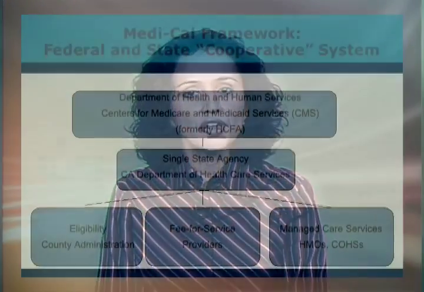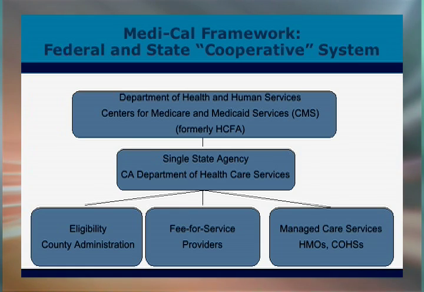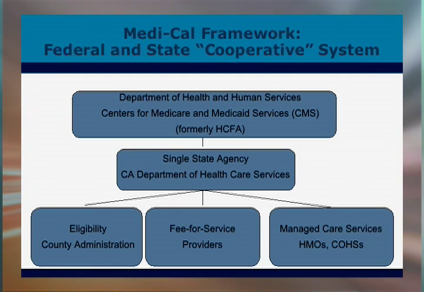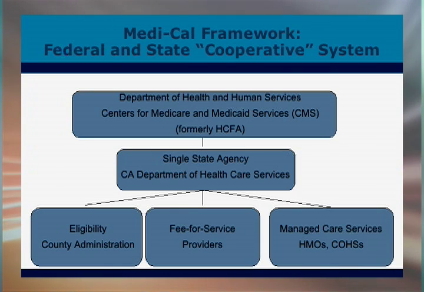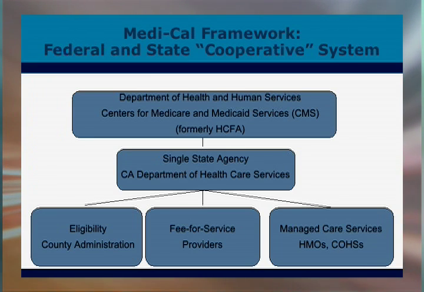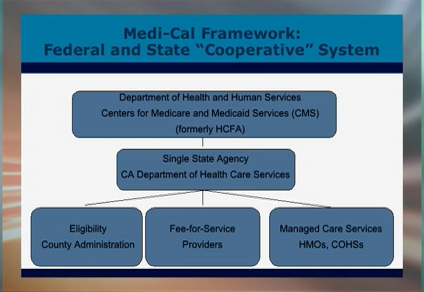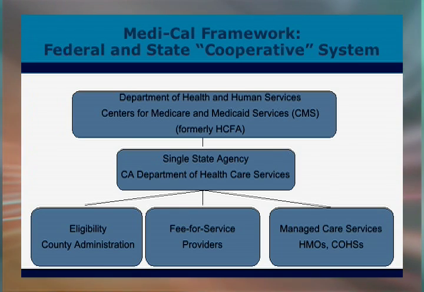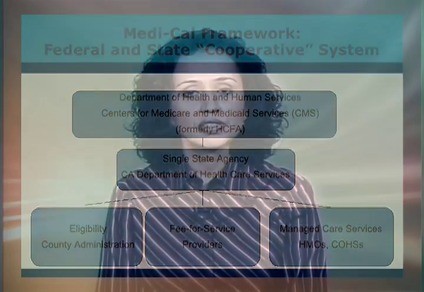Now, looking down at the other boxes, let's discuss how the program is administered at the local level. California counties are responsible for determining Medi-Cal eligibility. In compliance with federal and state Medicaid and Medi-Cal laws, county administrative offices handle broad eligibility issues, and eligibility workers make individual eligibility decisions for applications in their county. The next two boxes, fee-for-service and managed care, involve the provision of Medi-Cal benefits and services.